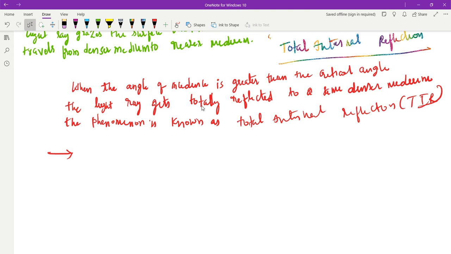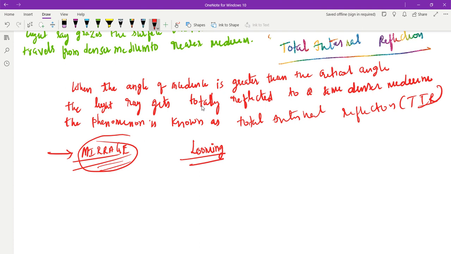So this total internal reflection has major applications. One is the mirage. On hot summer days, whenever you are traveling on a highway, you can see the image of some tree or some bus on the roadside. That is because of the mirage. Similarly, on cool winter days you can see the total internal reflection phenomenon that is called looming. So these are the practical day-to-day applications, where you can see the mirage and looming.